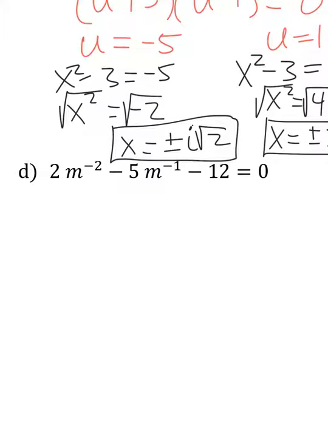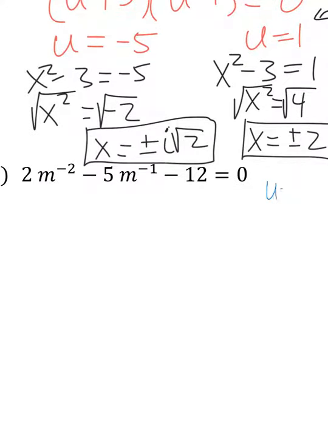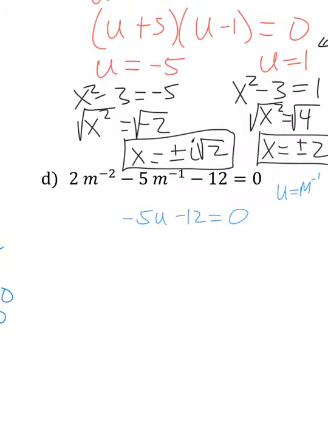Well, what do we get here? What's u? m to the -1. So this is going to be 5u. And this is going to be 2u squared. That thing's kind of trouble.